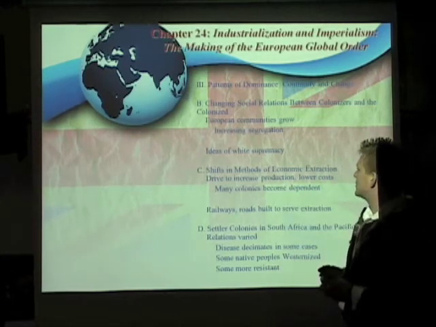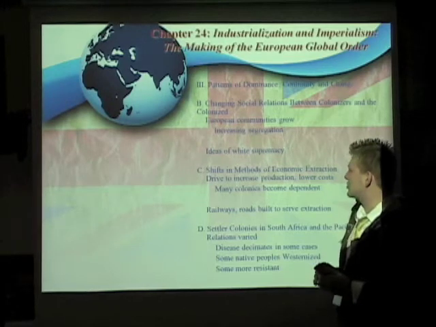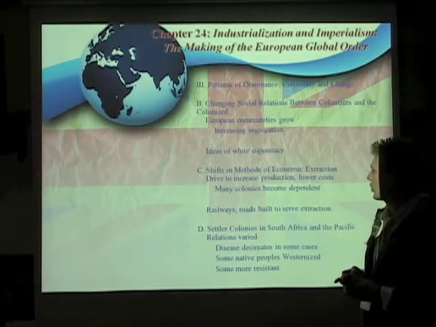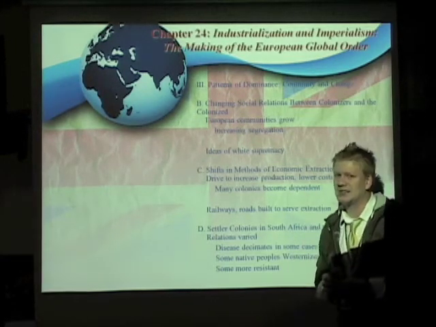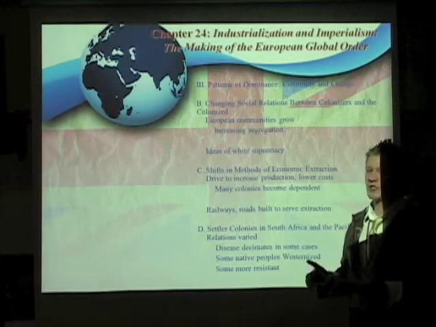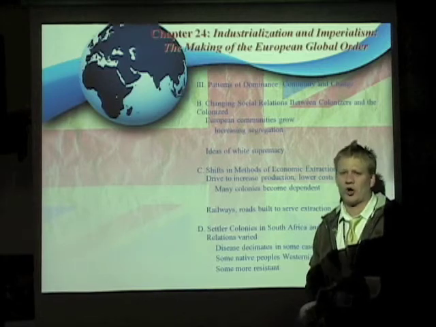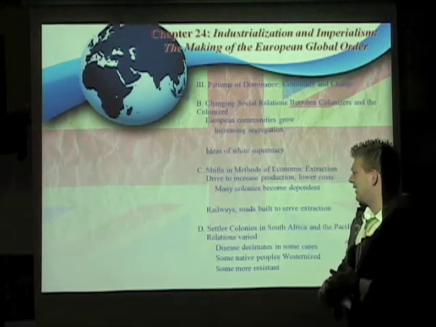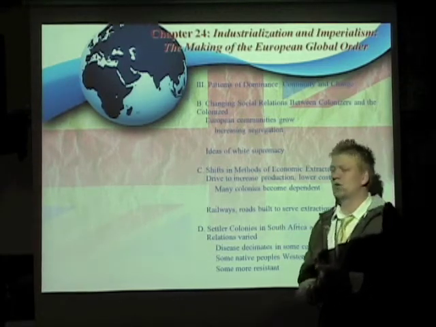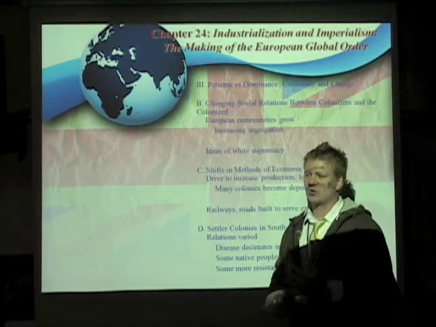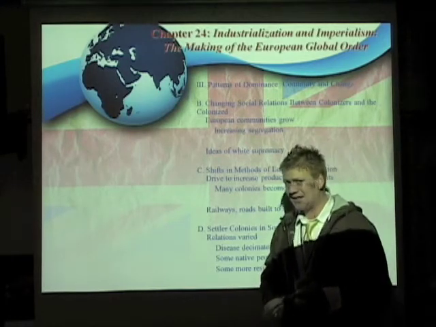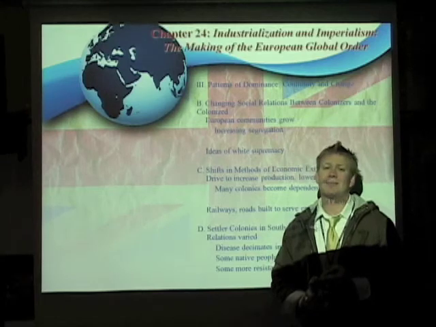The shifts in methods of economic extraction drive to increase production and lower costs. Many colonies become dependent. So the Europeans are going to build railways, the telephone lines for communication. They'll build their harbors for shipping. They'll build road systems, all of this to extract the natural resources. So the natural resources leave these nations, and so does the money as well.